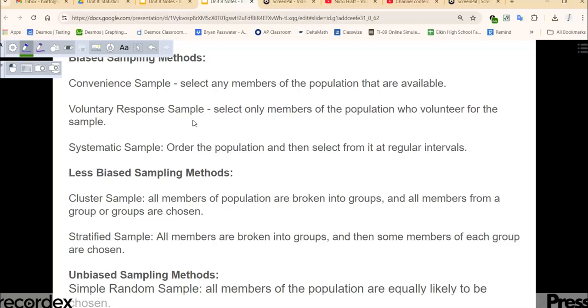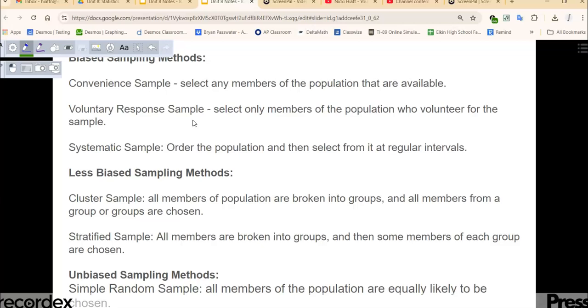Some less biased sampling methods that can be used. You can have a cluster sample. This is where all members of the population are broken into groups and all members from a group or groups are chosen. So if I put everybody in the class in group A, B, C, D, E, and then I chose one of the 5 groups, that would be okay. If my groups are random, it's a decent way to go about it. If I don't group you randomly, though, then I might get some biased results.